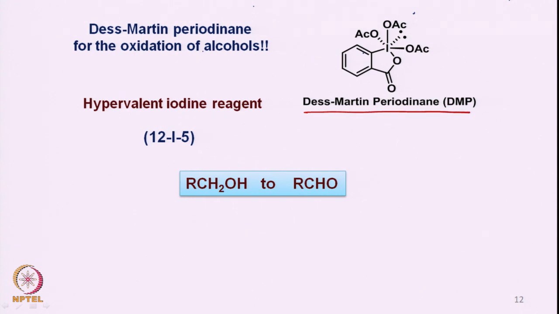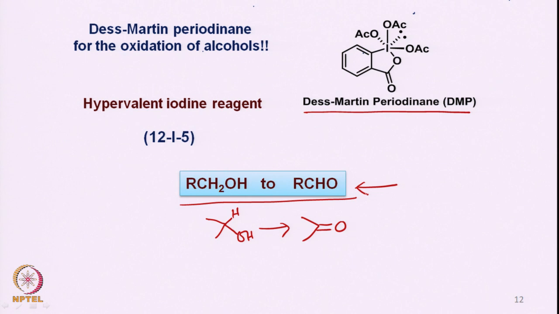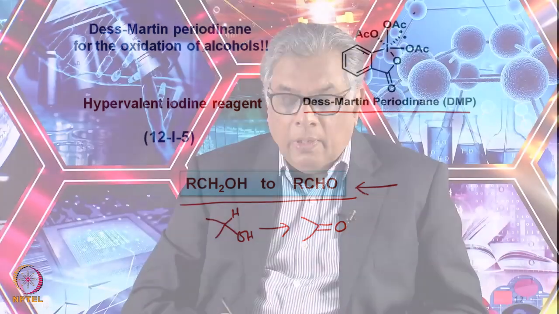which allows oxidation of alcohols to the corresponding aldehyde. Of course, it can also allow secondary alcohols oxidation to the corresponding ketone, but this is especially very important for primary alcohols to the corresponding aldehyde, because with other reagents such as chromic acid, Jones oxidation, or many other oxidation in which the primary alcohol gets oxidized to the corresponding acid. So there is always over oxidation, and also this method is fairly mild.